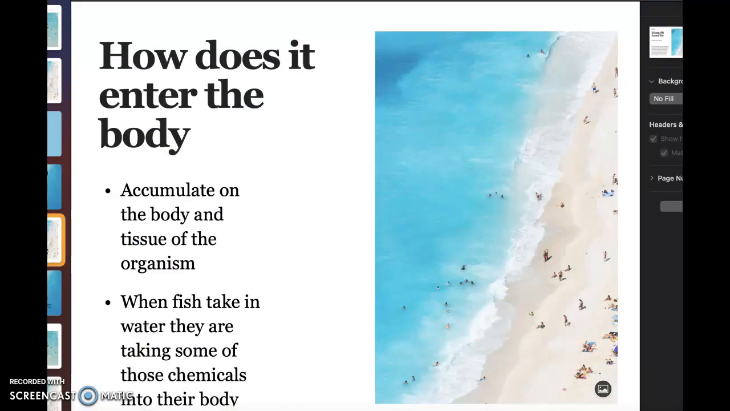So how exactly does this fuel enter the body of these fish? So first it does accumulate on the body and the tissue of the organism, which then can seep into the body. Just like if you're sitting in water, your skin is going to soak up that water, which then will affect your body. Then when the fish also take in that water through their gills, they are taking in those chemicals, and it is entering their system, which then can affect anything in their system, their organs, the heart, the liver, lungs, you name it. It can affect all of that negatively.